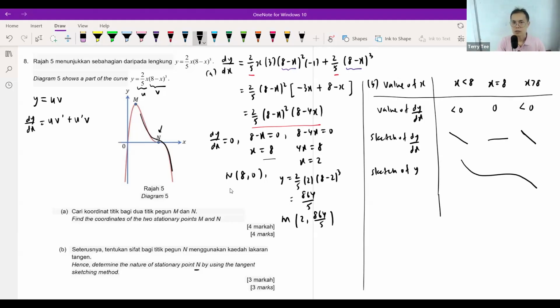So state the type of stationary point. The type of stationary point is called the point of inflection. Yeah, point of inflection. That's all.